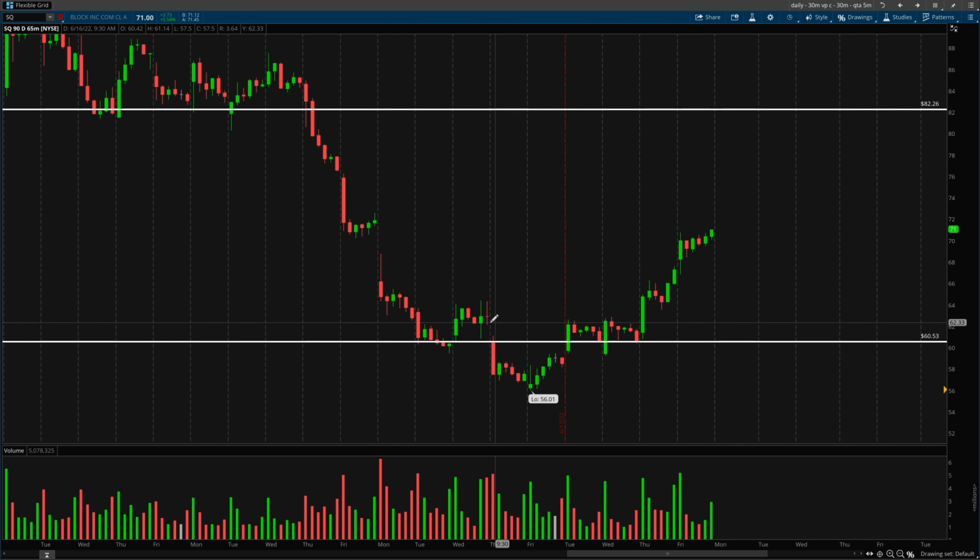The day on which I entered the trade was the 15th, so it would be this day right here. Again, it caught my attention because as it was selling off into this level, this is the same level from the daily time frame.